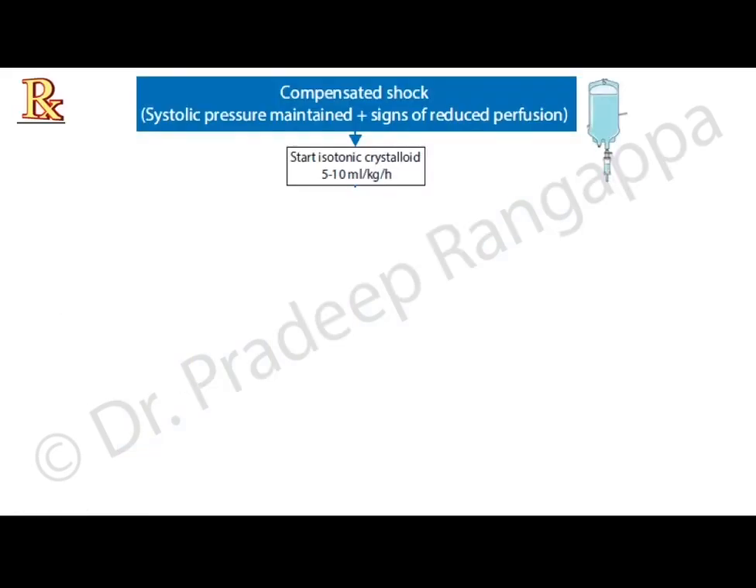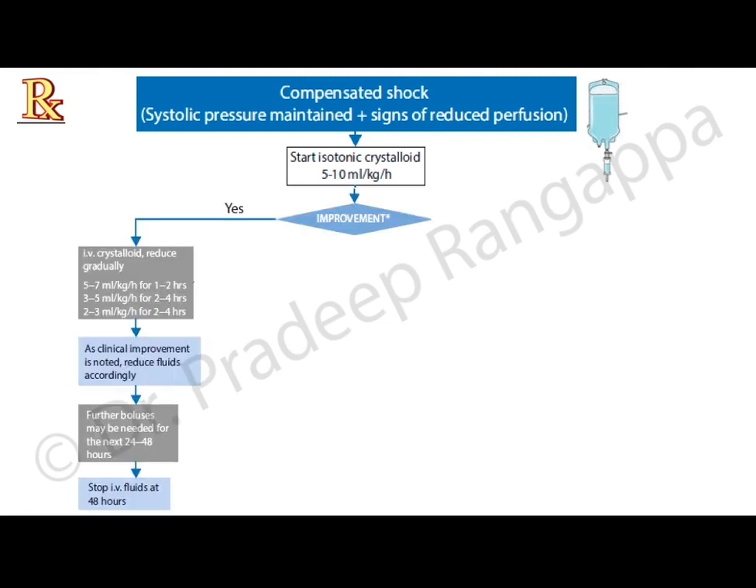So how do we approach treatment of dengue? This is also derived from a good WHO guideline which elucidates how to approach a case of dengue. If you have compensated shock, which means systolic pressure is maintained plus signs of reduced perfusion, you start isotonic crystalloid fluids at 5 to 10 ml per kg. These are all where you are seeing there is no shock. So it's a mild dengue, you start at 5 to 10 ml per kg per hour.